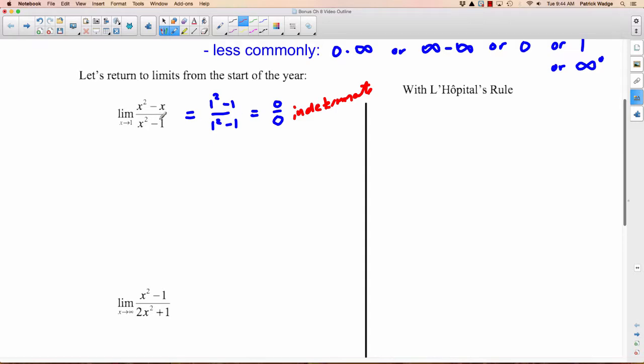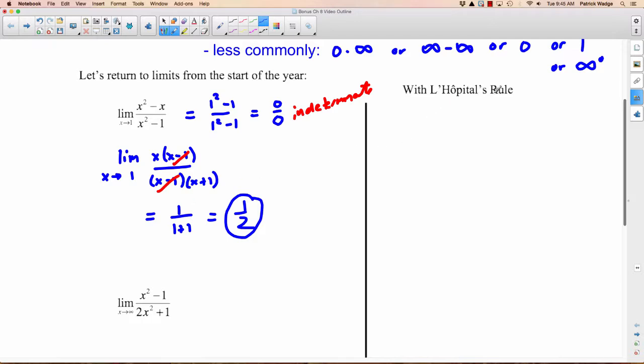So substitution didn't work. What did we learn to do before? One thing we learned is to try factoring, and you can factor top and bottom. The top will be x, taking out an x, and you're left with x minus 1. On the bottom you have a difference of squares, so you have x minus 1, x plus 1. The nice thing is you can cancel the x minus 1 terms, and now you're able to substitute in. Put 1 into the top. On the bottom you have 1 plus 1. So we get the answer 1 over 2.